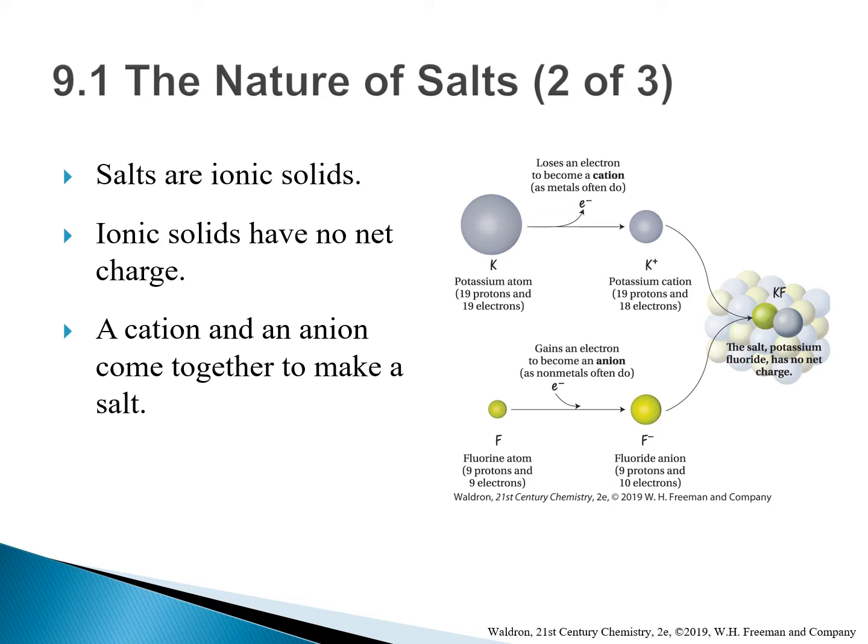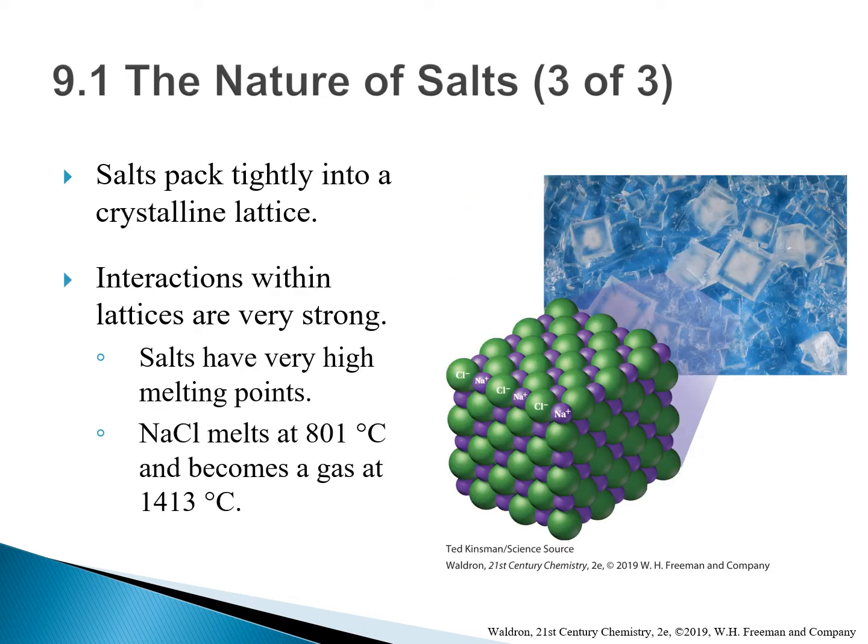In the figure on the right, a potassium atom loses an electron to become a potassium cation, K+, and a fluorine atom gains an electron to become a fluoride anion, F-. Because opposite charges attract, these two ions come together to form a salt, potassium fluoride. Salts are packed tightly into a crystalline lattice, like the one shown to the right.